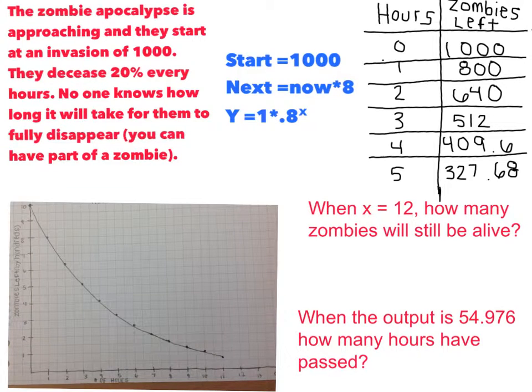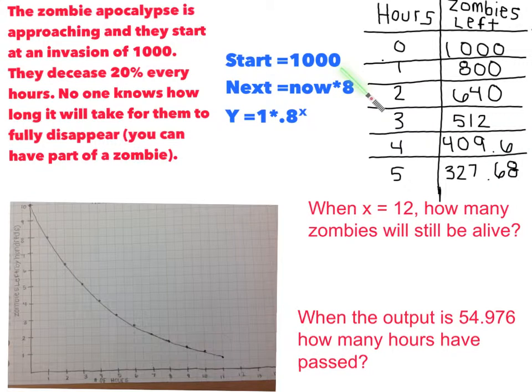The zombie apocalypse is approaching, and they start an invasion of 1,000. They decrease 20% every hour. No one knows how long it will take for them to fully disappear. You can have part of a zombie. To figure out this problem, we need an equation.